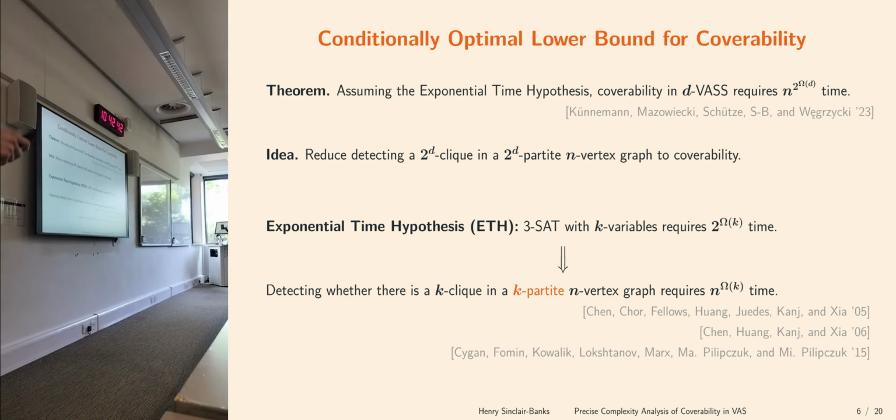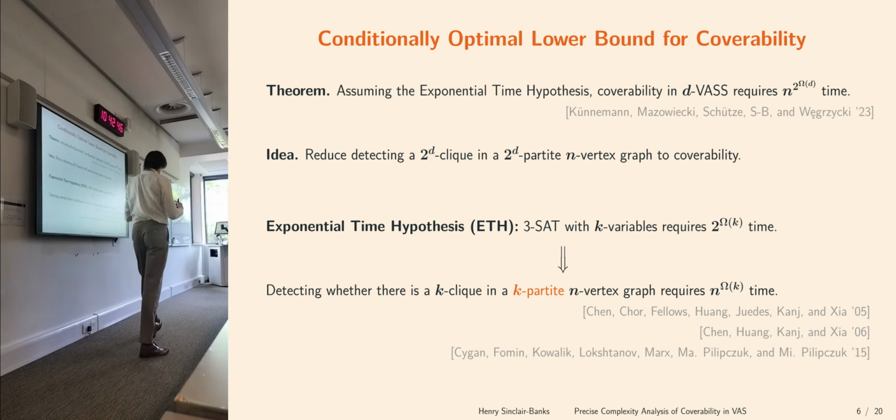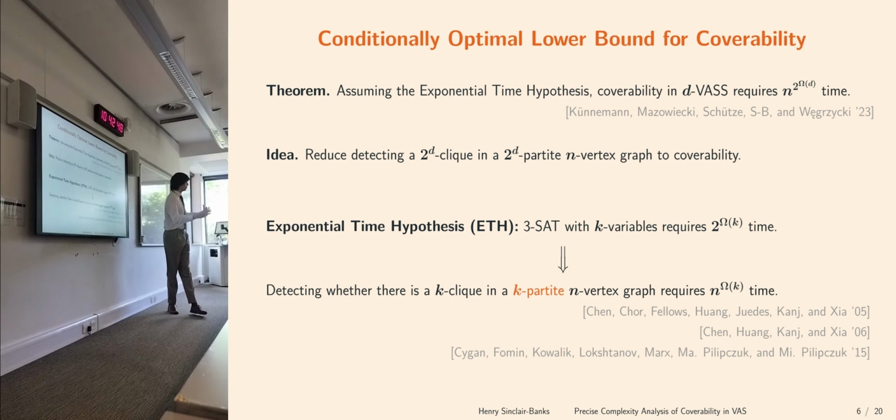It might sound a bit suspicious at the moment. I'm going to somehow detect cliques with the counter machines that I showed you earlier. I'll go through it all slowly. I think there's some nice pieces that we're going to build together. And it's parameterized because we're looking for a 2-2D clique in a 2-2D partite n-vertex graph.